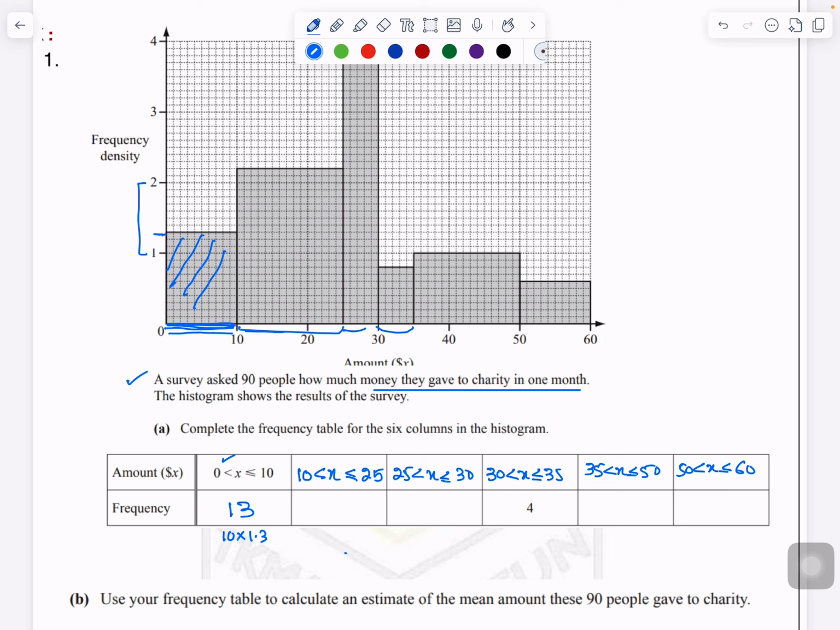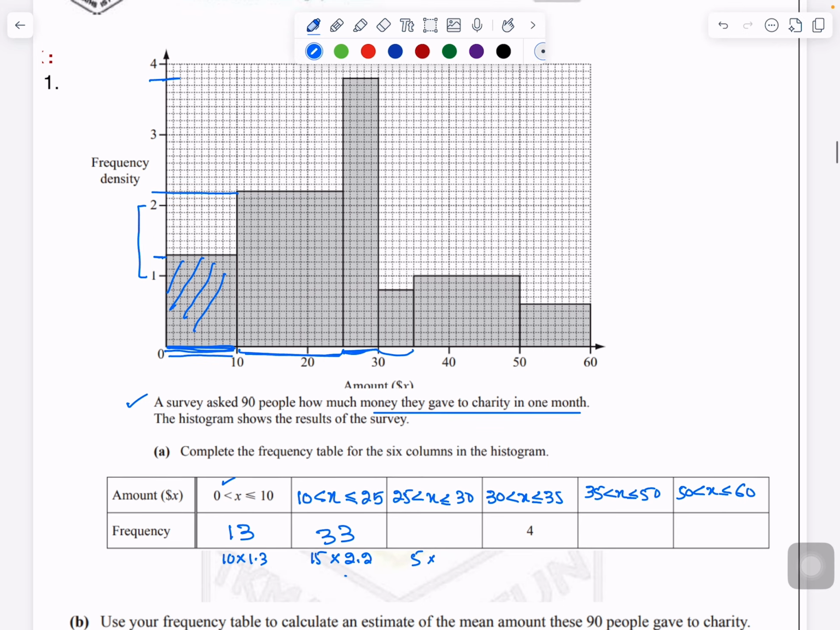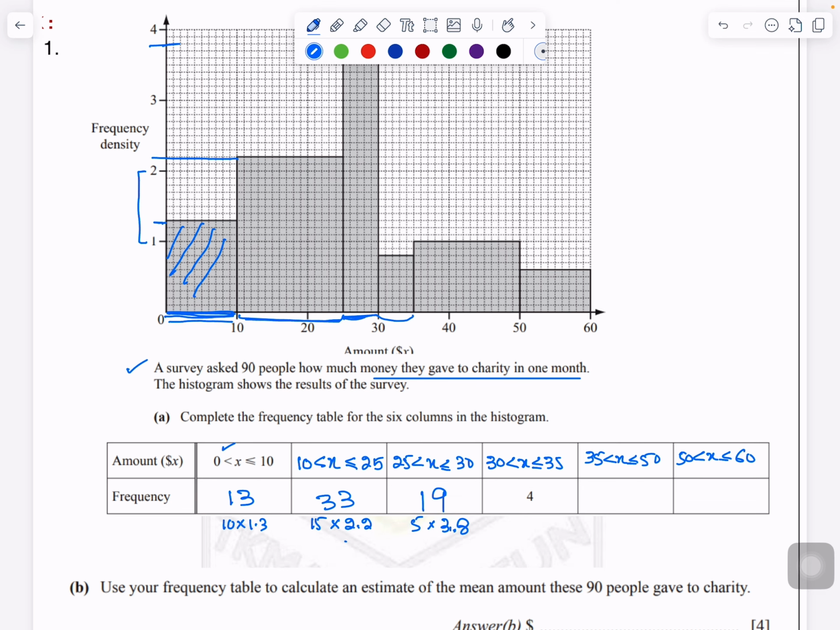And here the width is what? 15. From 10 to 25 it is 15. So 15 multiplied by, what is the reading here? 2.2. So 15 multiplied by 2.2 is 33. Then 25 to 30 is 5 units, right? So 5 into, and this bar is going up till where? Up till here, 3.8. Okay. So 5 into 3.8, keep a calculator in your hand. I'm also using the calculator. 19. This one is already done for you, so you don't need to worry about it.